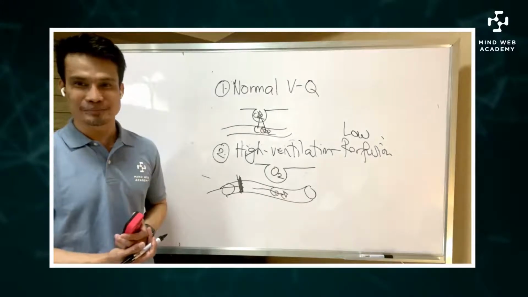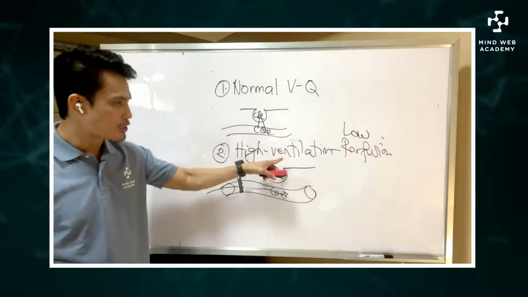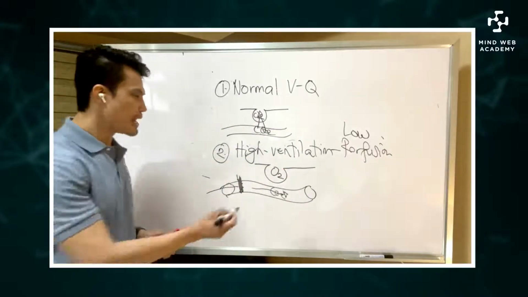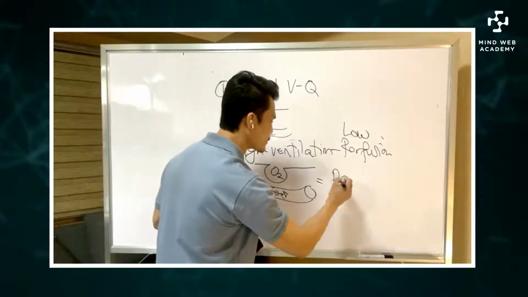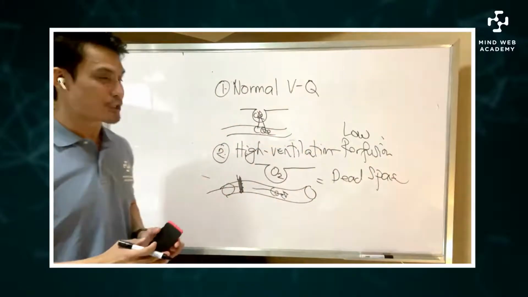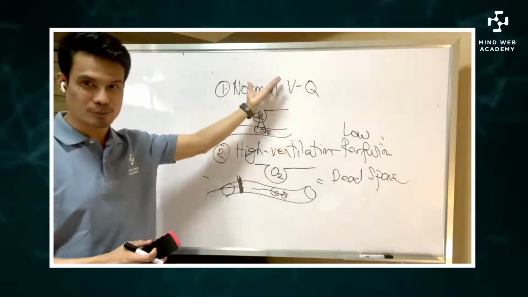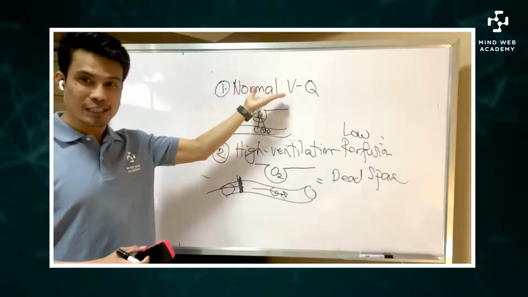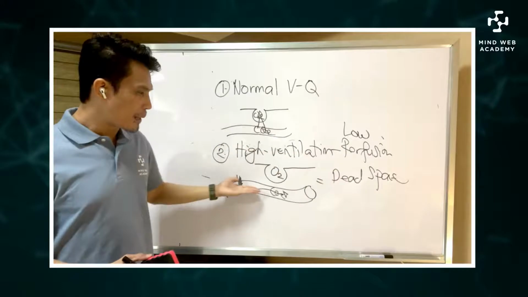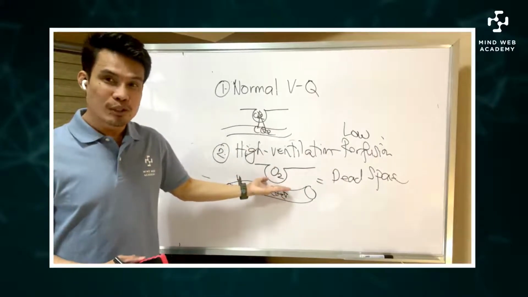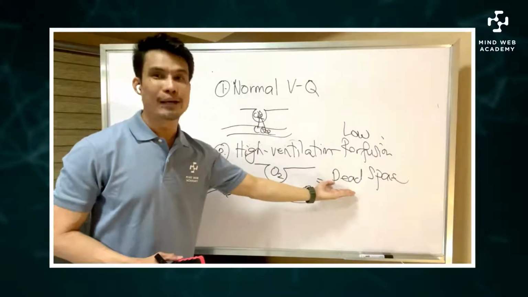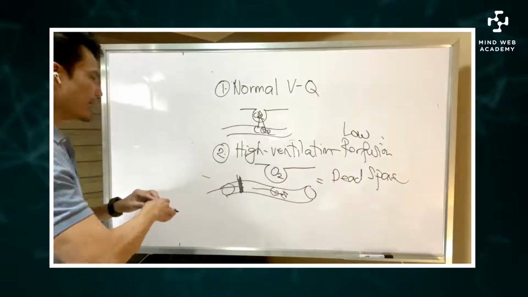What is this? Okay, so if you have high ventilation, low perfusion, gas exchange is not possible. So you call this one as your dead space. Okay, so remember that. So the first one is normal, 1:1 ratio. And then if the ventilation exceeds your perfusion, walang napupuntang blood sa alveolus, so hindi possible ang gas exchange. Nagkaroon ng dead space. All right, the third one, nurses.